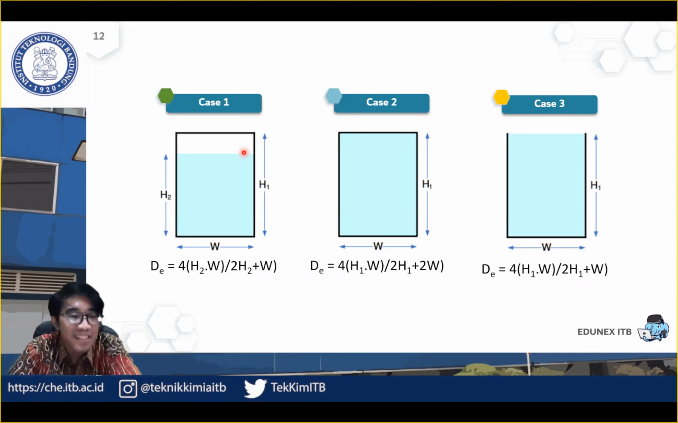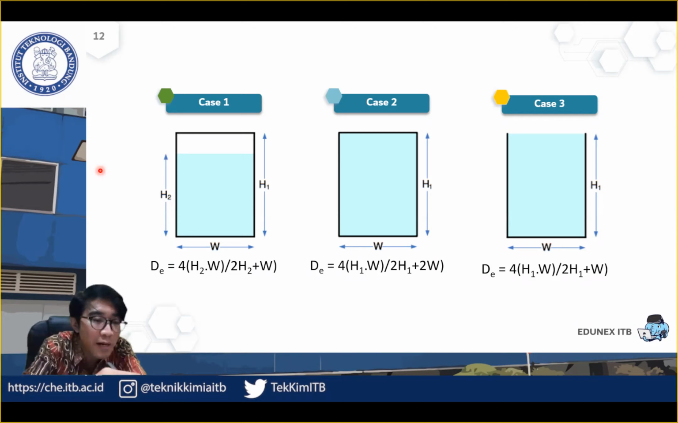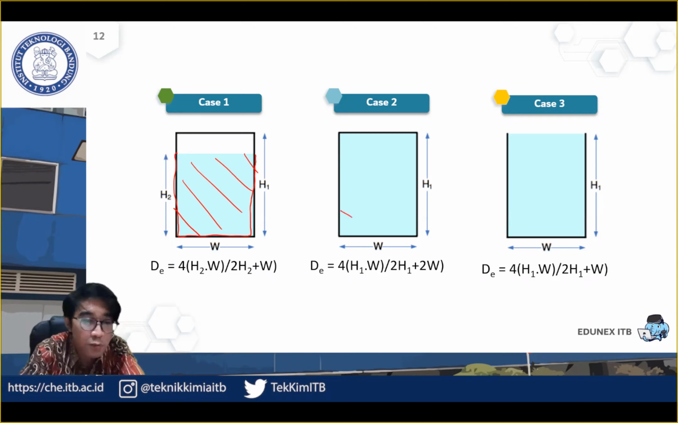So for case number 2, it's fully filled. So the cross area is this one, and the perimeter is this one. Yeah, this is the equivalent diameter. How about case 1? Case 1 is the case where the pipe is not fully filled with water. So the area is only this one. The weighted perimeter is only this one. For this one, the area is this one. The weighted perimeter is this one.